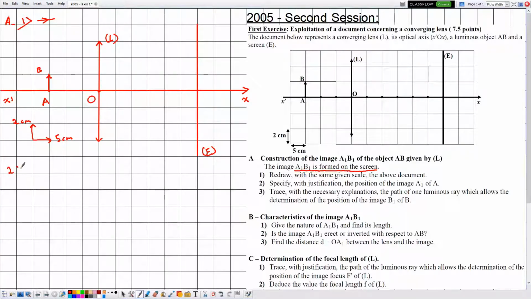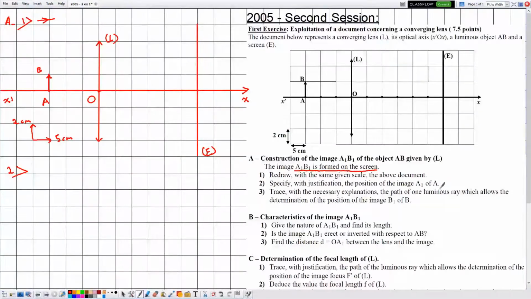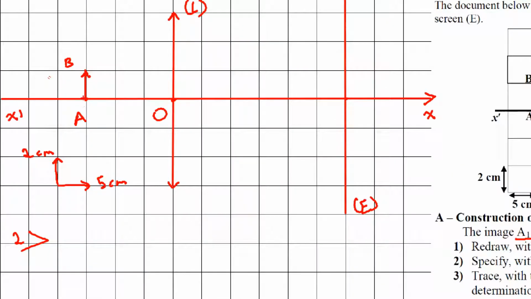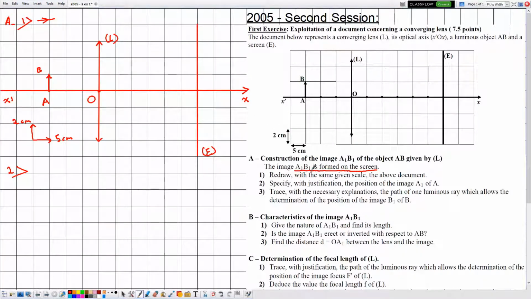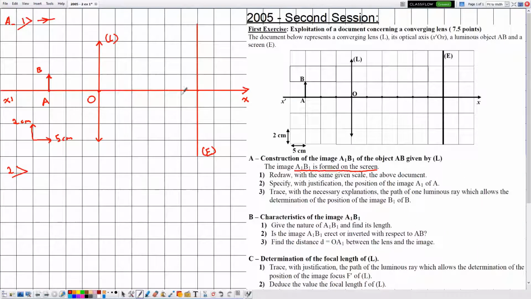Now in number 2, they are telling me to specify with a justification the position of the image A1 of A. Because they are telling me to specify with a justification, we need to trace the image and justify it. So notice that because the point object A is on the optical axis, the point image A1 will be on the optical axis, and we already know that the image A1B1 is formed on the screen. Then the image A1 is on the optical axis and on the screen E, therefore it's the intersection between the optical axis and the screen E. So this is the position of A1.